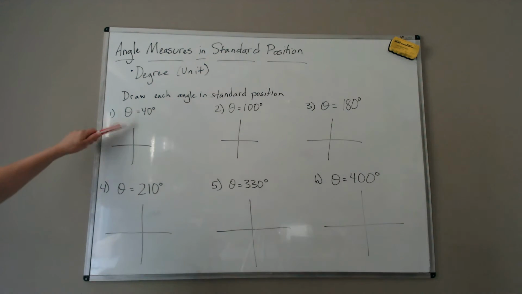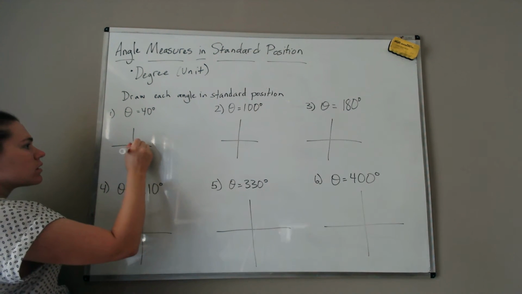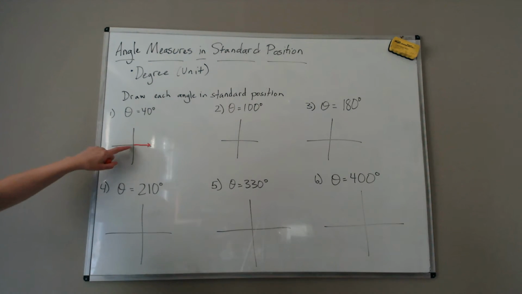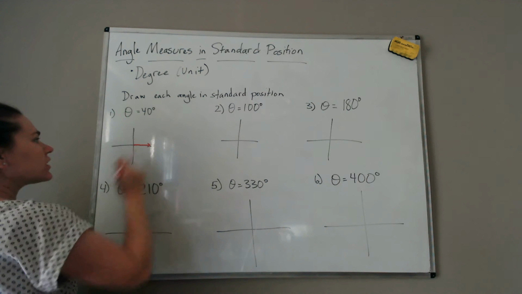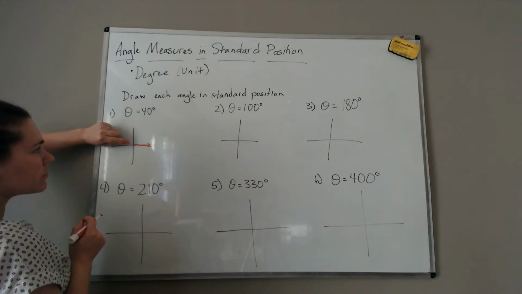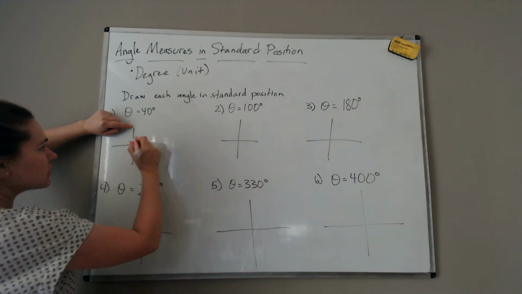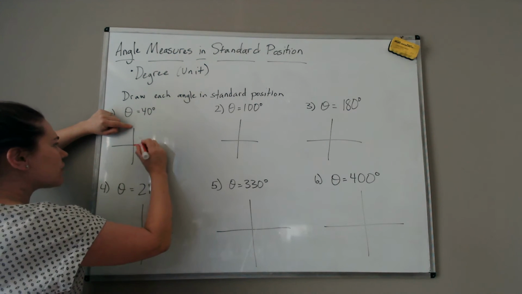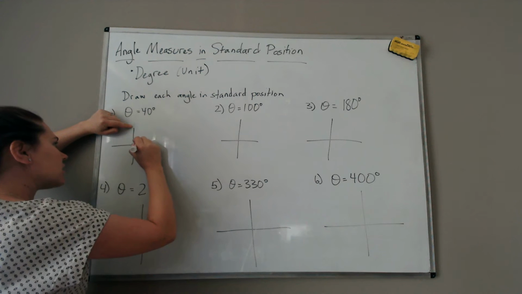The first angle we have to draw is 40 degrees. Remember, we're drawing them in standard position. That's its initial side. That's its vertex. It opens up 40 degrees. I know right here, the positive y-axis would be 90 degrees. Halfway into quadrant 1 would be 45 degrees. So I'm going to rotate about this much.